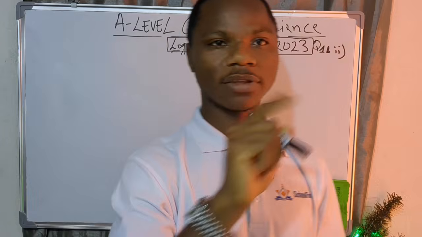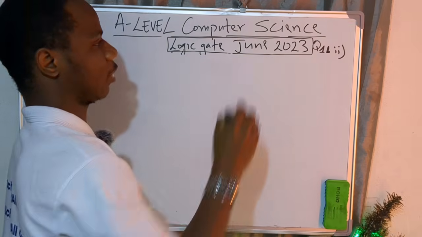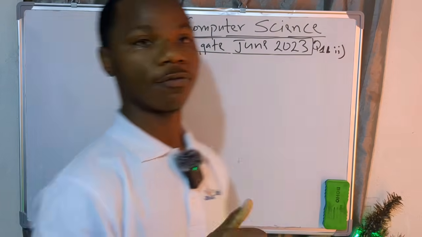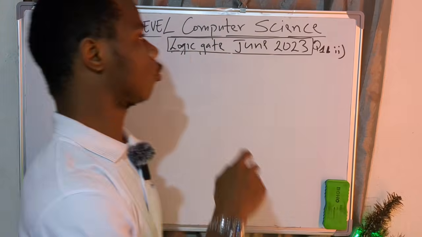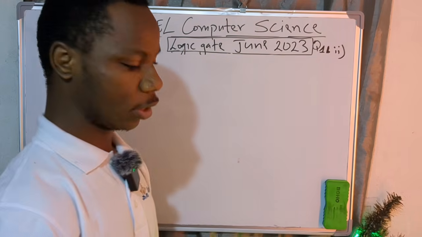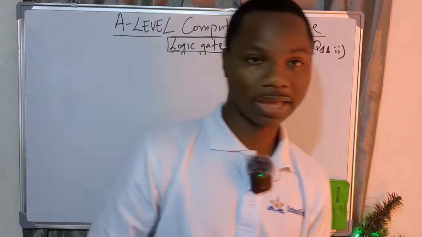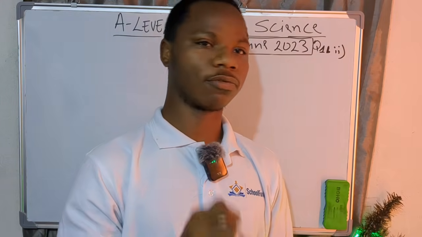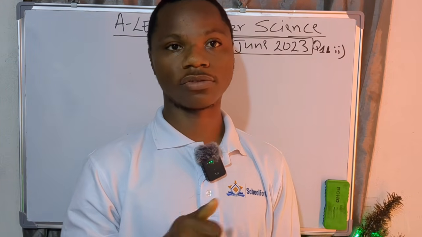Today we are going to answer one more question on logic gates. I've chosen a question under full adder and half adder. This question is from June 2023, question 1B, Roman 2. Many students are texting me concerning this type of question, saying they are not understanding full adders and half adders, and so on and so forth.